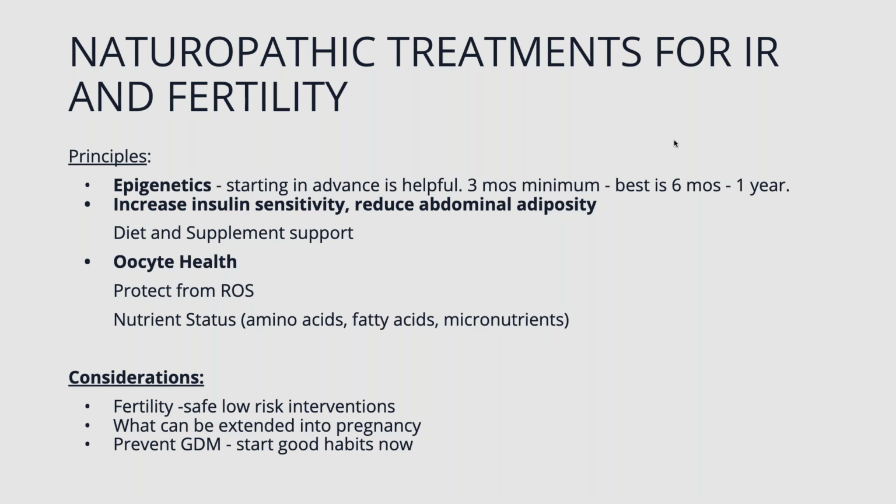We can also consider, is there anything that we can extend into the pregnancy? So it's always a good idea not to take things that are completely contraindicated in pregnancy that have to be stopped as soon as you're pregnant, especially if it's having a significant impact. So it's always good to be on a protocol that has a smooth transition into pregnancy, and in many cases, some of these changes can be extended into pregnancy just to help the whole metabolic process, and then prevent gestational diabetes. So if they start good habits now, they're going to be much less likely to get gestational diabetes, which causes so many problems.